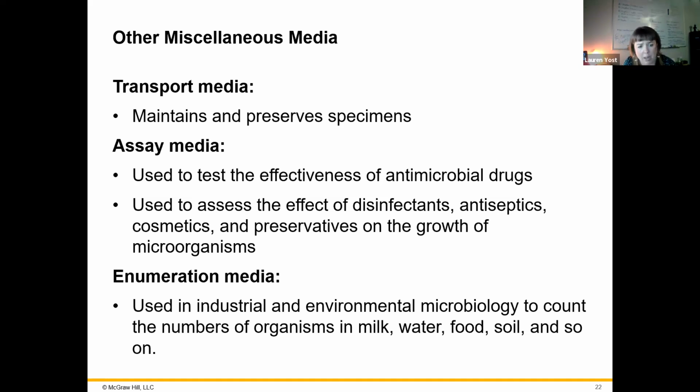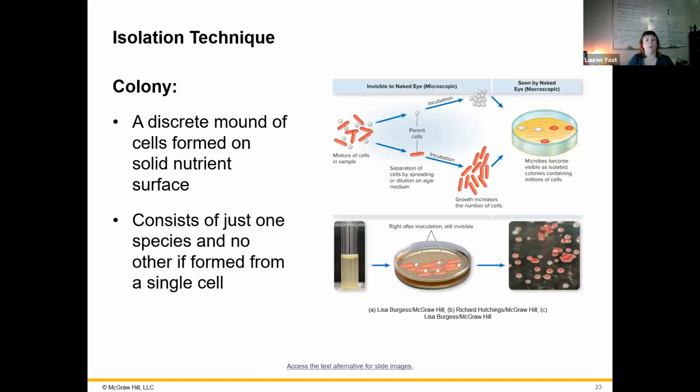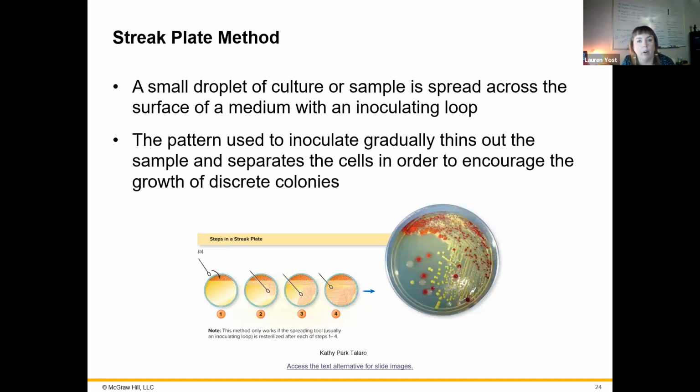Then enumeration media, so trying to determine colony counts in certain things. Like when I did food testing, we did a lot of growing bacteria on specific media. We used this stuff called Petrifilm, which was like if you had a plate but turned it into like a card. I don't know how to describe it, but yeah, you would grow stuff on that and you can count the actual number of colonies on them. So again, colonies, a discrete amount of cells that came from one original cell. So that's important for isolating.